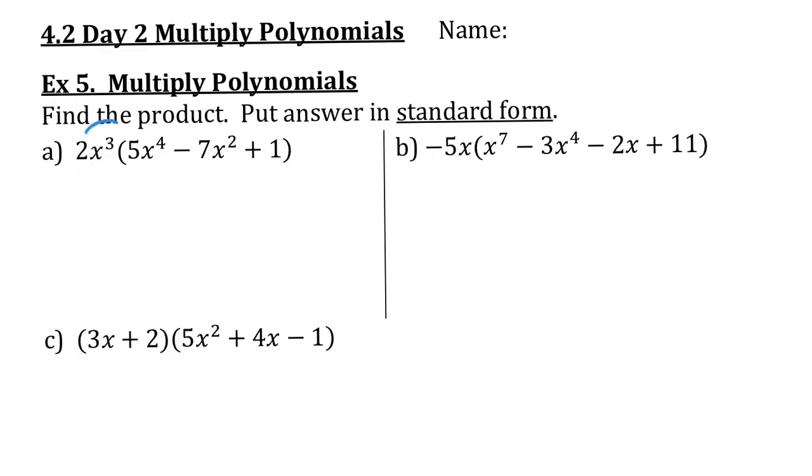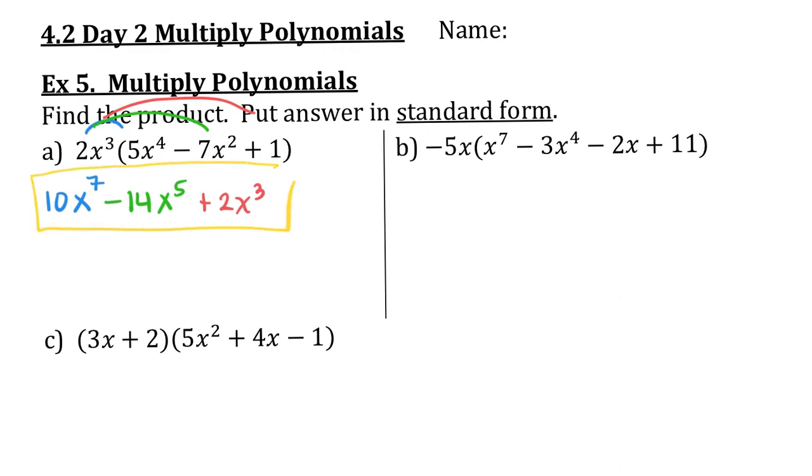This shouldn't be bad. Just 5, 10x to the third times x to the fourth. I'm going to add the exponents. Next one, what is that? Negative 14x to the 3 plus 2 is 5. And then the last one, plus 2x to the third. Any like terms? No like terms. It's already in standard form. It's perfect. Okay, same on the next one.